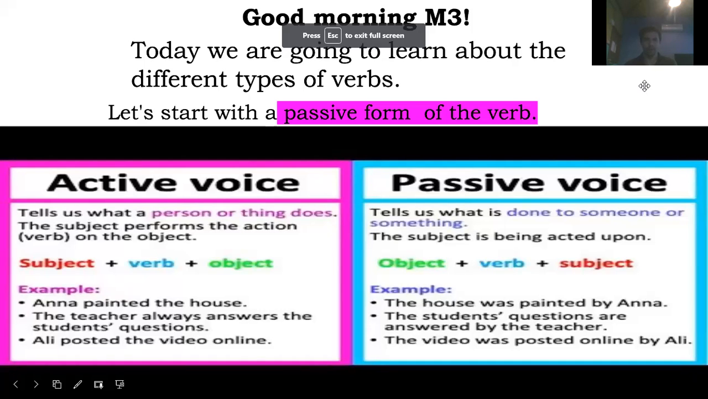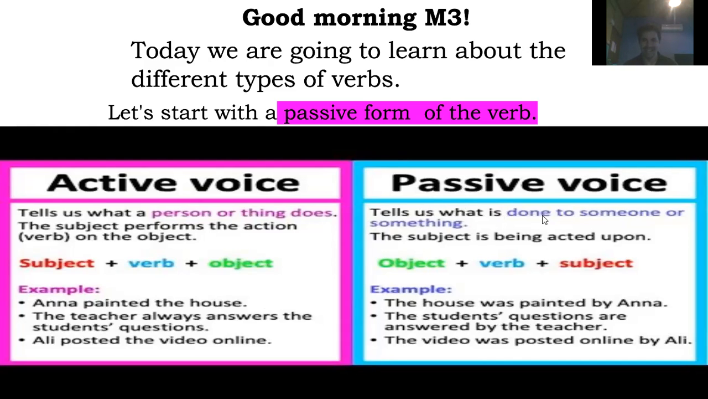So, good morning, M3. Today we're going to learn about the different types of verbs. Let's start with the passive form of the verb. As you can see, at the bottom I've got active voice and passive voice. When you're learning about verbs, and the tense they come in, the stress points are how we realize how the sentence is formed and what it means. So the passive form of the verb is a passive voice, right?